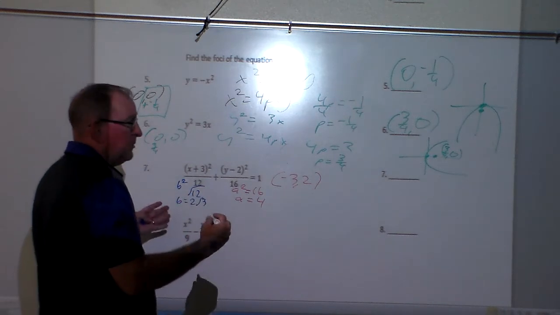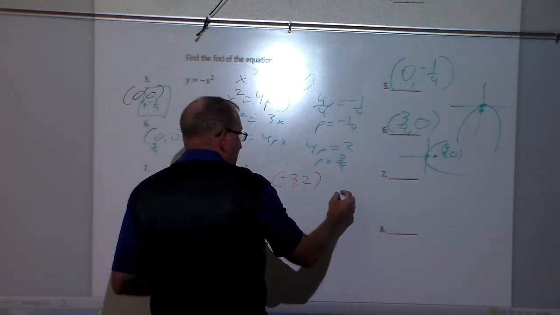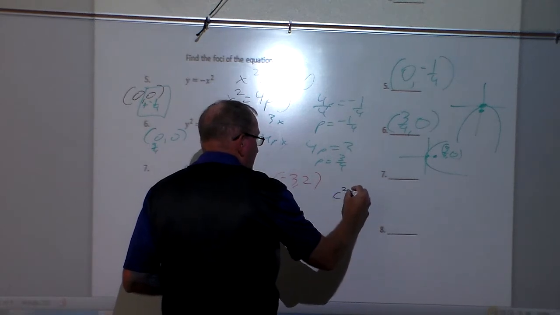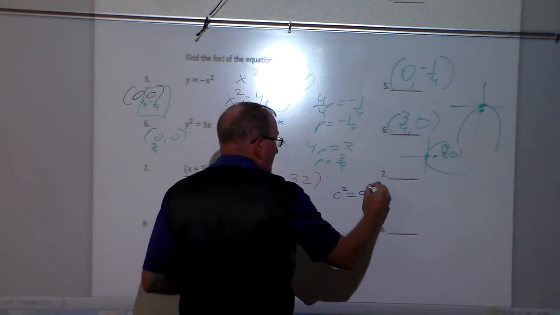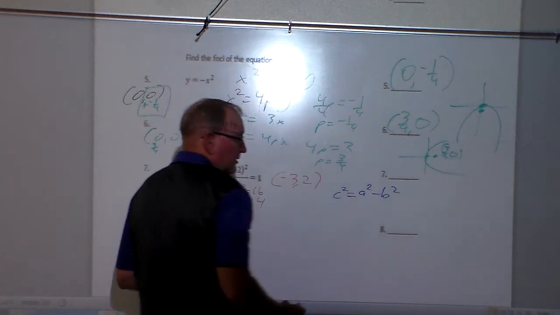But to be truthful, to find my c squared, it's the a squared minus the b squared.